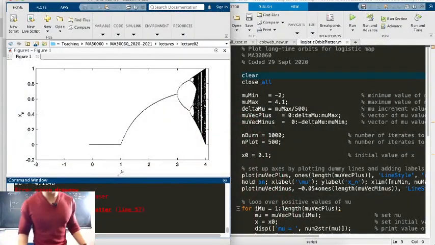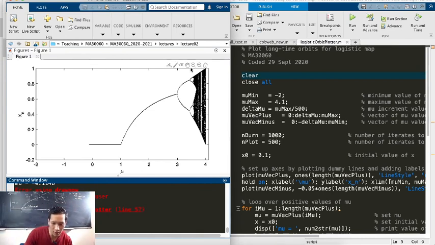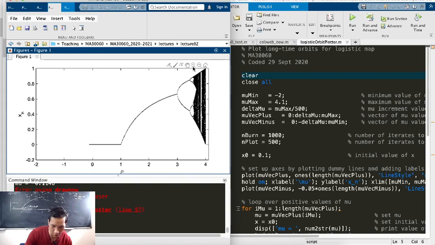Let me now show you the Matlab picture. So this is the Matlab picture of our simulation, and I was explaining exactly the construction of this diagram. From 0 to 1, you have a stable configuration. And then after this mu is equal to 1, it goes unstable.